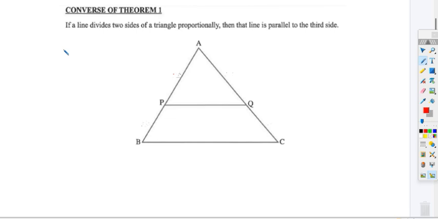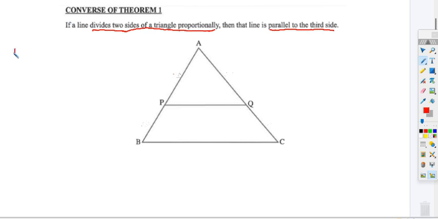Now, this is kind of the reverse. For this one, it is saying if a line divides the two sides proportionally, then this is the conclusion: that line is parallel to the third side. So this time we are given lines which are in proportion, and the conclusion is the line is parallel to the third side. That is the converse of theorem 1.